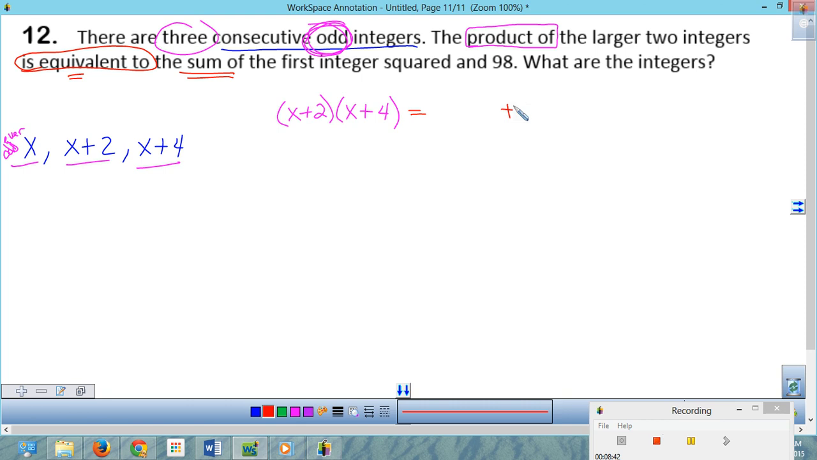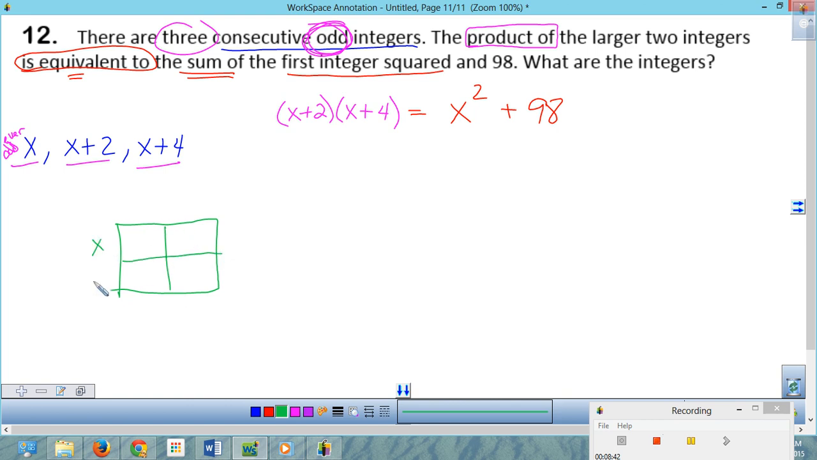When you add two things together, it says the sum of what? The first integer squared. So we come over and we find our first integer. That's our first integer, and we're going to square it. So that's x squared, and 98. So you add 98 to the end of it. So now that we have that, we look and see how we solve it. So we have a binomial times a binomial. Well, that's the box method. So I'm going to come over here and I'm going to make my box.